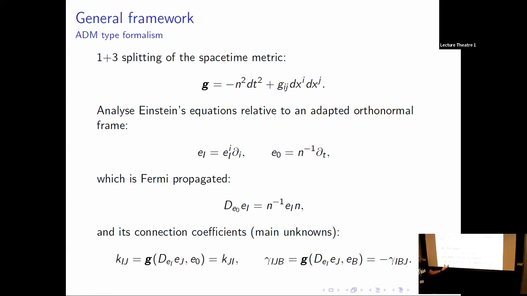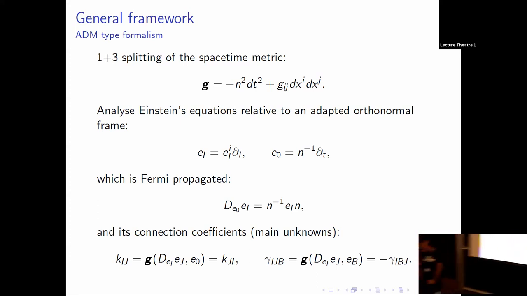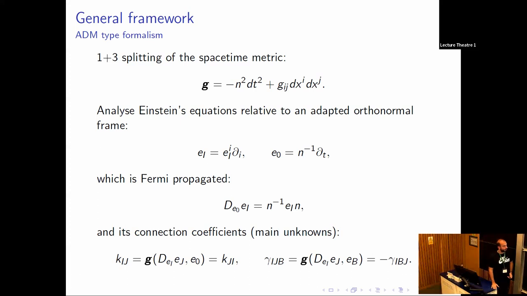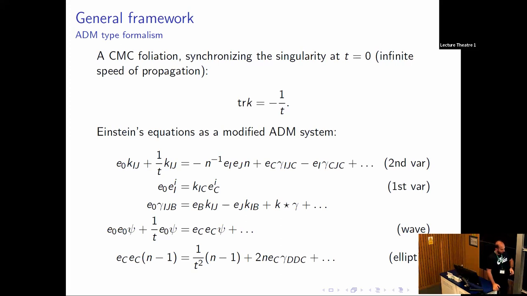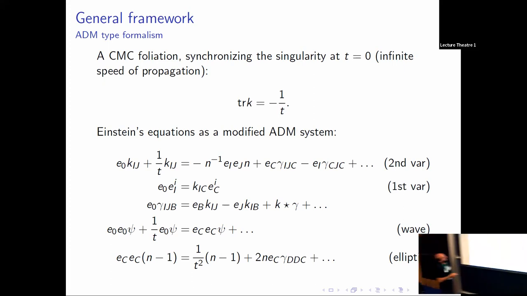And the main unknowns for this problem are the Ricci coefficients, or the connection coefficients for this frame, which are the components of the second fundamental form, and spatial connection coefficients that we use to expand the spatial Ricci curvature on the right-hand side, which was crucial for the consistency of the Kasner-type behavior with the Einstein equations. Okay, all right. So step one would be to fix now the foliation.